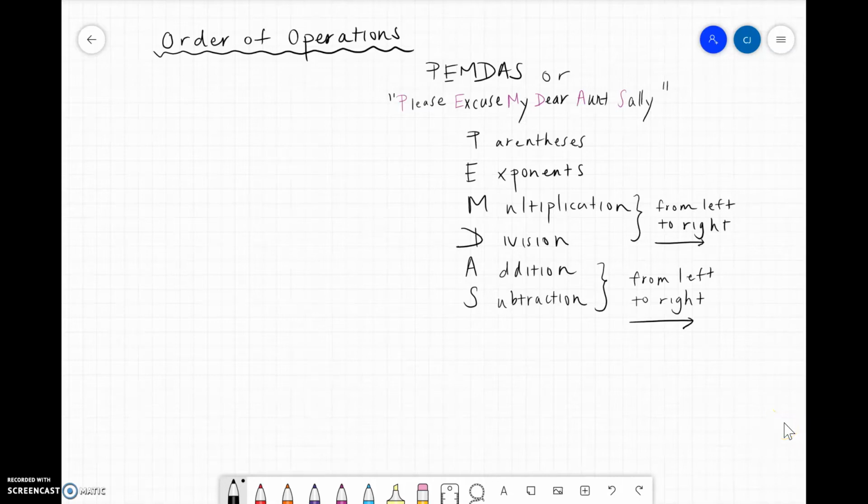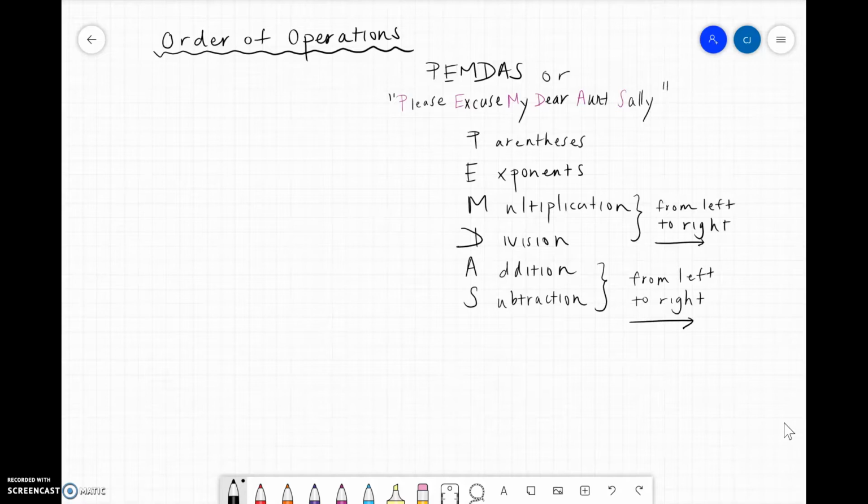All right, so in order to simplify expressions, we need to follow the order of operations. And a thing that we use to help us follow the order of operations is the acronym PEMDAS. You can also remember this acronym as remembering the phrase, "Please excuse my dear Aunt Sally." That's kind of a fun way to remember that acronym.